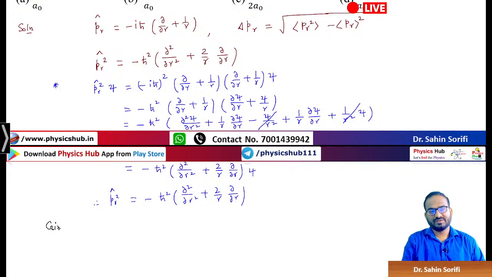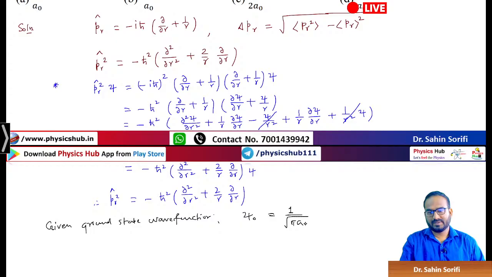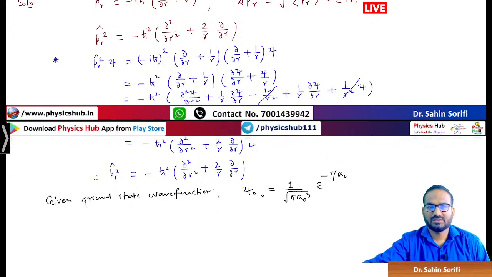So given the ground state wave function, what is the ground state wave function? Psi 0 is equal to 1 upon square root of pi a naught cubed, e to the power minus r upon a naught. As I told you, you have to remember this ground state wave function.